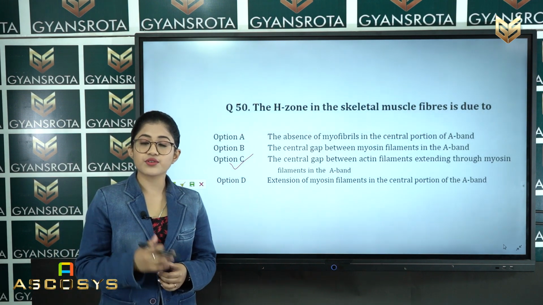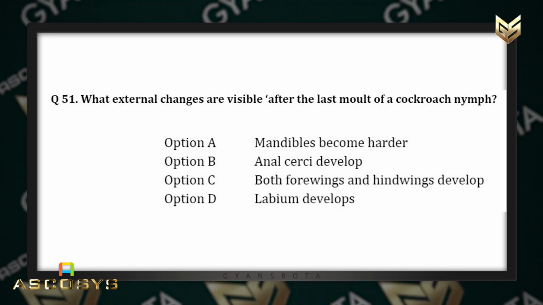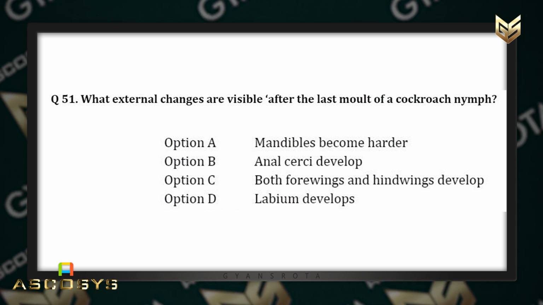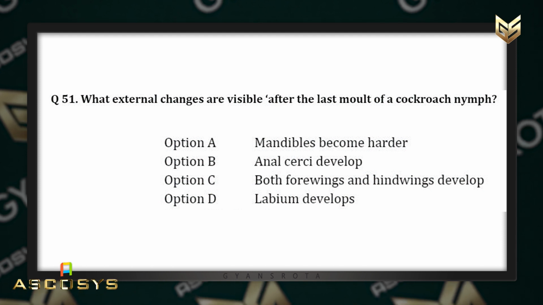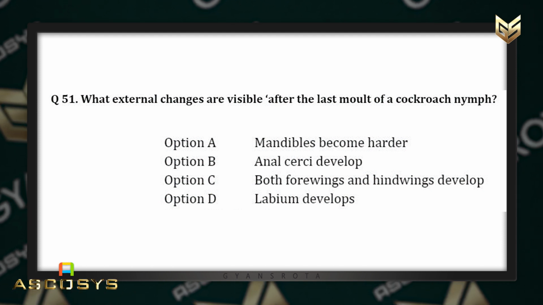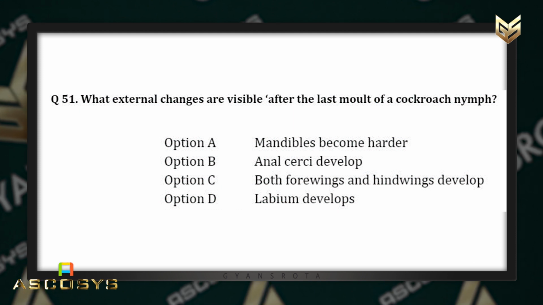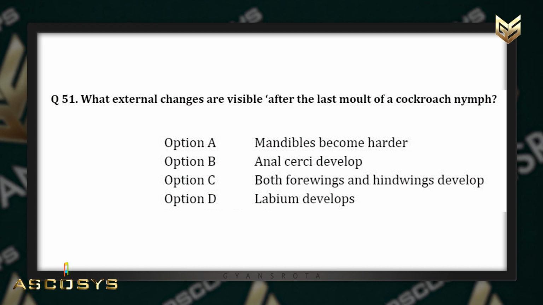Now let's see the next question. That is question number 51. What external changes are visible after the last molt of a cockroach nymph? Option number A, mandibles become harder. Option number B, anal cerci develop. Option number C, both forewings and hindwings develop. Option number D, labium develops.